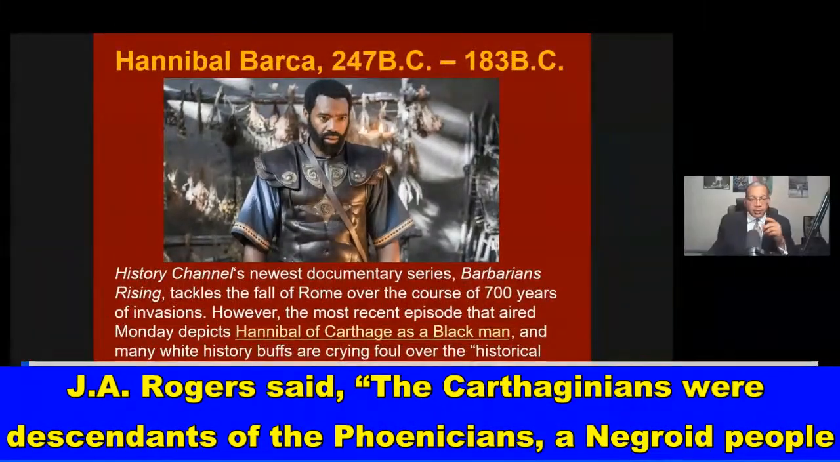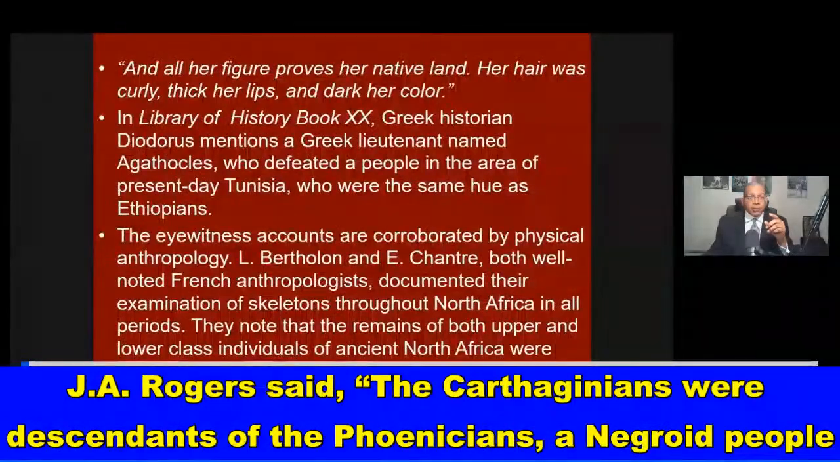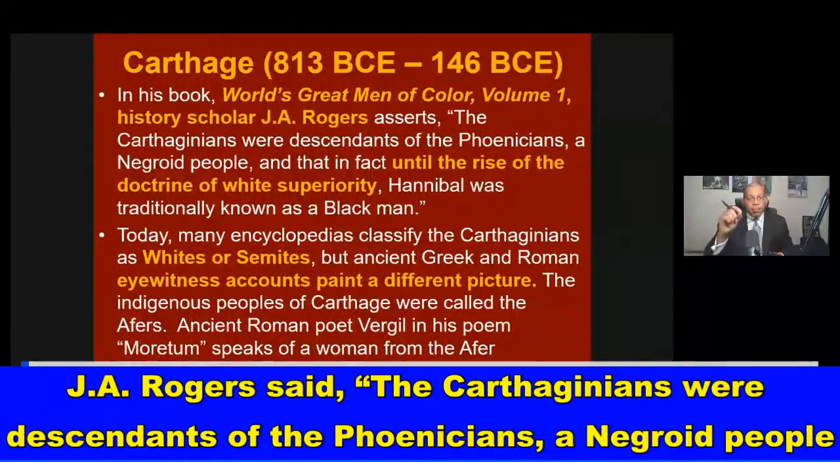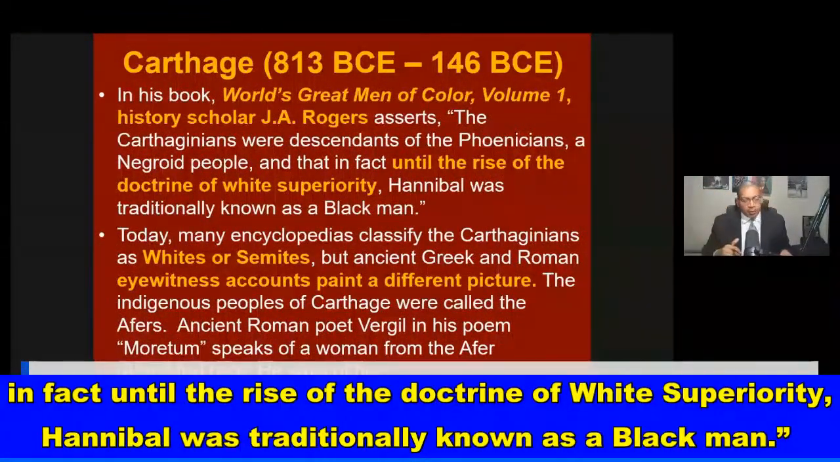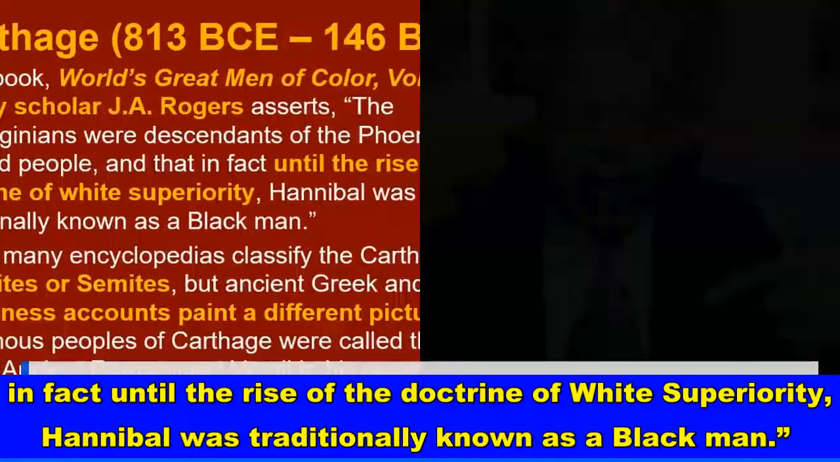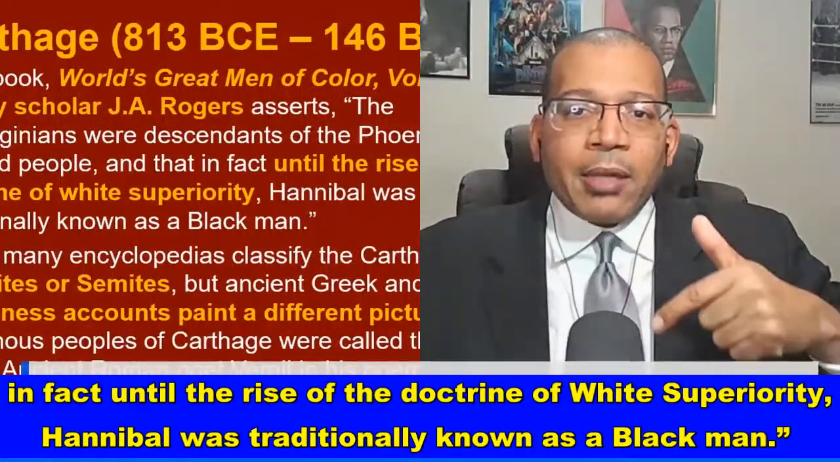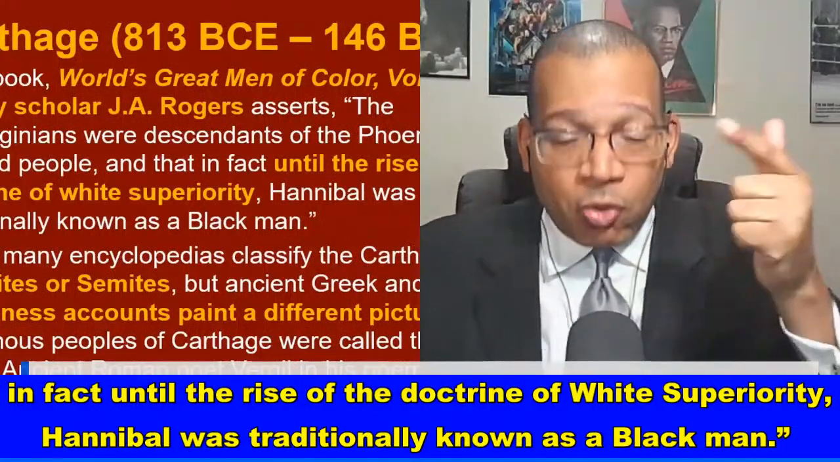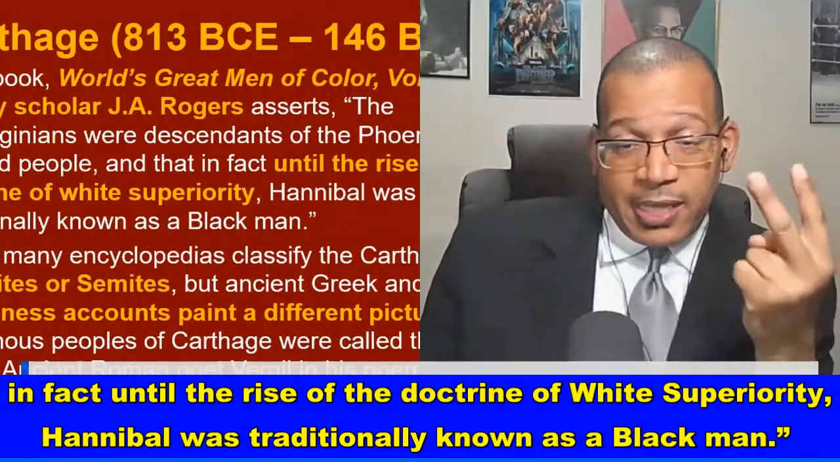And as J.A. Rogers said in World's Great Men of Color, the Carthaginians were descendants of the Phoenicians, a Negroid people, and in fact, until the rise of the doctrine of white superiority, Hannibal Barca was traditionally known as a black man. Because as you have a rise in European powers, you have a rise in white superiority. You have Europeans who reinterpret a lot of these mythological images and religious images.